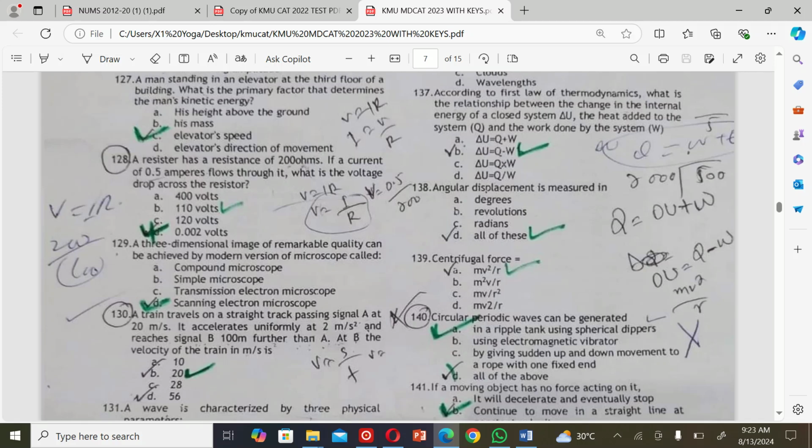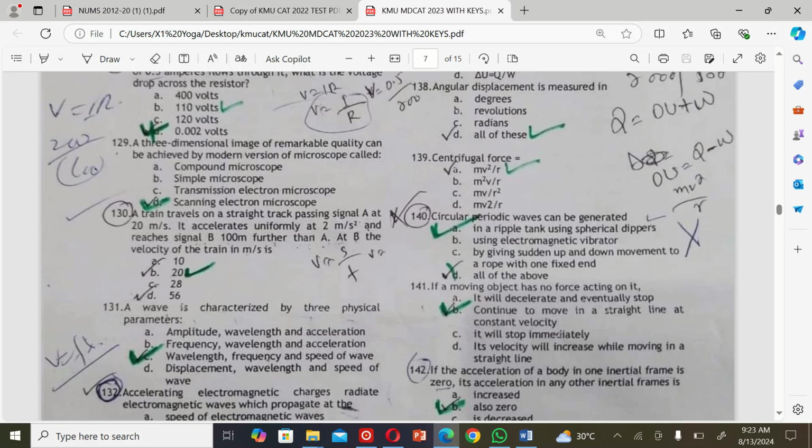The next MCQ is: a resistor has a resistance of 200 ohms. If a current of 0.5 amperes flows through it, what is the voltage drop across the resistor? A. 400 volts, B. 110 volts, C. 120 volts, and D. 0.002 volts. So the correct option is B. 110 volts.